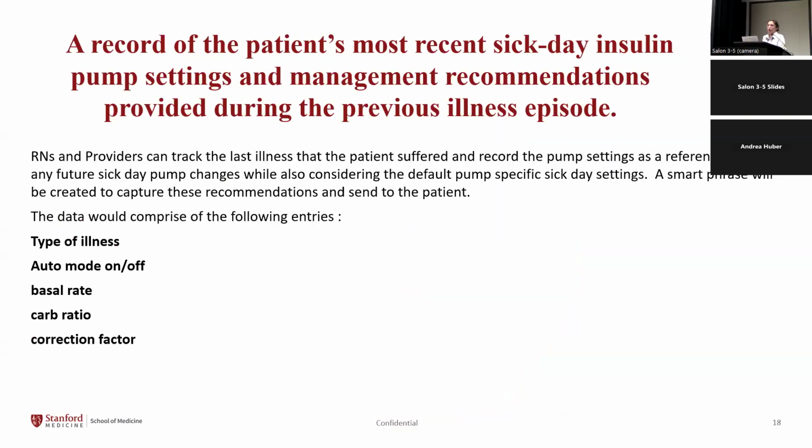Having said this, we also want a snapshot of the patient's last sick day settings. This is because we feel that if we record the previous sickness of the patient and their settings, between the advisory and these settings, we can come to a faster conclusion of their pump settings. And that's the plan, actually.